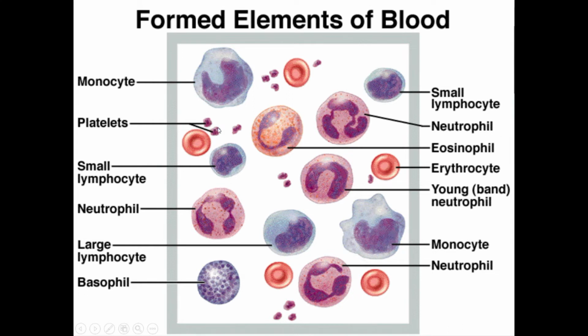These are the fragments of megakaryocytes. These are the large cells of the bone marrow. The megakaryocytes split, undergo fragmentation, and form the platelets.